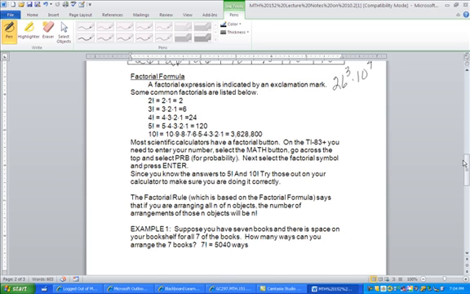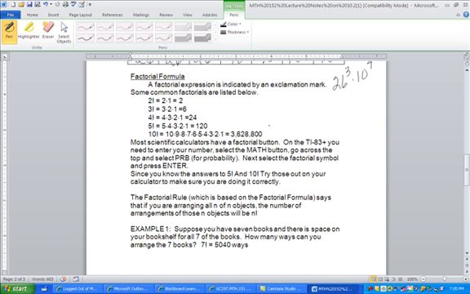2 factorial, we start with 2 and we multiply by all of the decreasing whole numbers down to 1. Okay, so 2 times 1. 3 would be 3 times 2 times 1. 4 factorial is 4 times 3 times 2 times 1. 5 factorial is 5 times 4 times 3 times 2 times 1. And 10 factorial, we multiply all the numbers from 10 all the way down to 1. So you can see the products that we get for those.